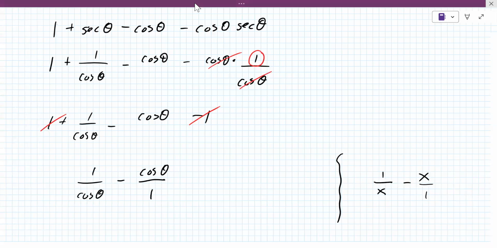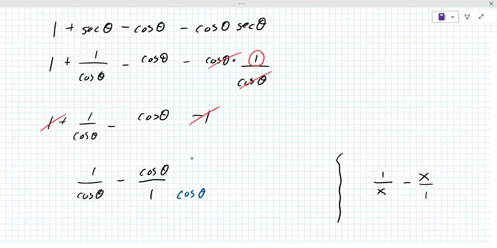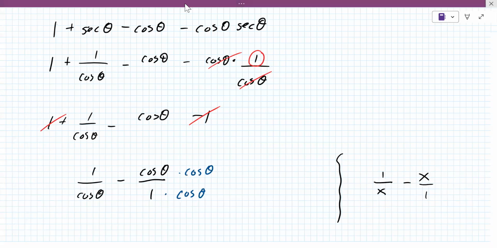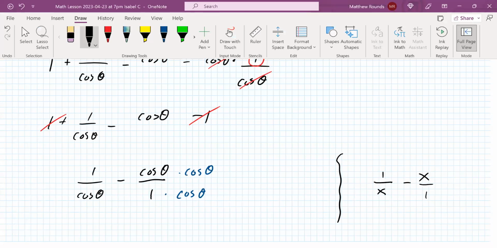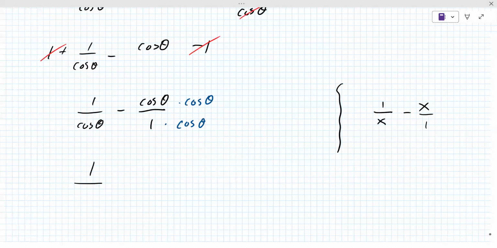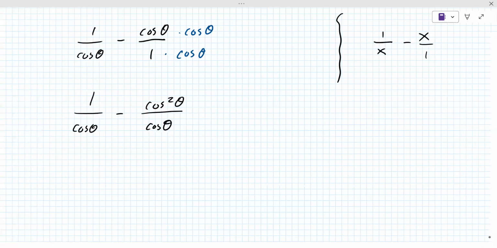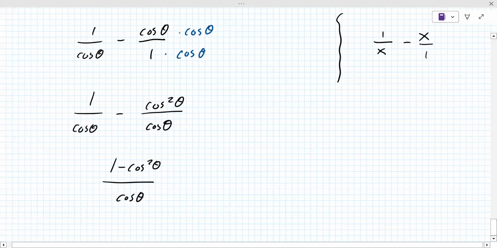So your common denominator is cosine theta, which means you have to multiply the top and the bottom by cosine theta. So this becomes 1 over cosine theta minus cosine squared theta over cosine theta. And now that the bottoms are the same, you can combine the tops and keep the bottom. Right. And now you're supposed to say, oh, aha, I've got a squared. It must be a Pythagorean identity.